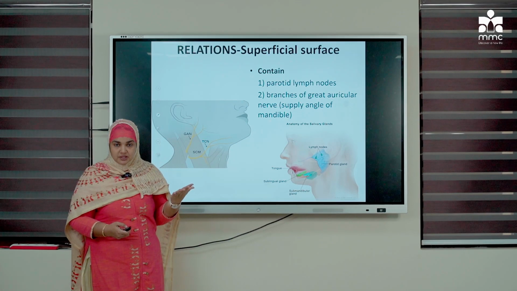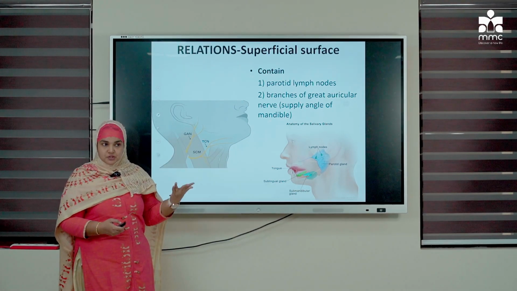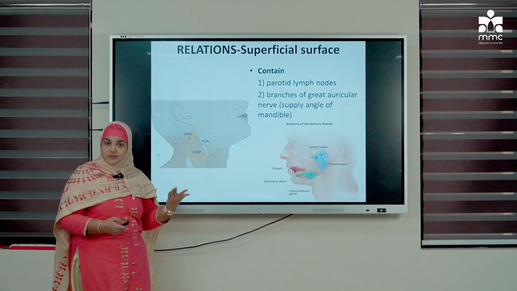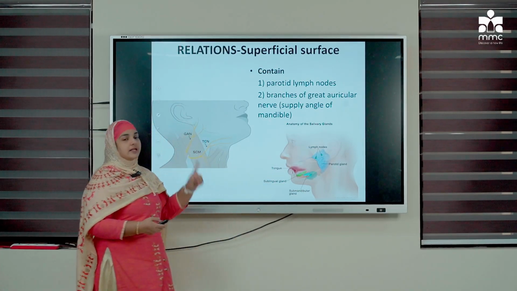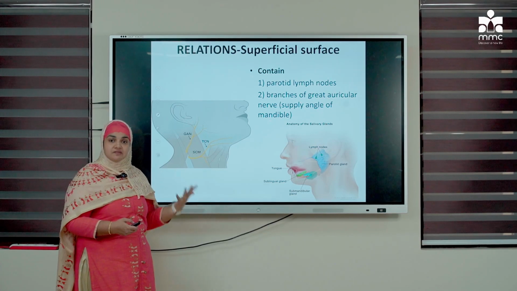So what are the superficial relations? We have the skin, superficial fascia, then the parotidomasseteric fascia, a few lymph nodes called the parotid lymph nodes, and the greater auricular nerve emerging from the cervical plexus.